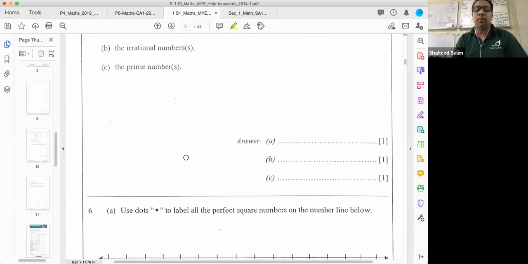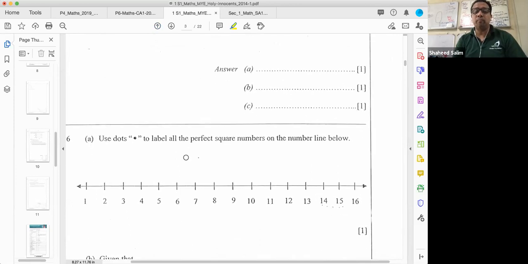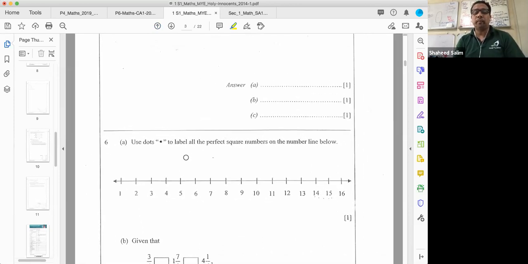From the way you're nodding, I'm not so sure whether you're okay. But never mind, we move on. Sometimes the understanding will come to us later. So perfect square. Okay, never mind.